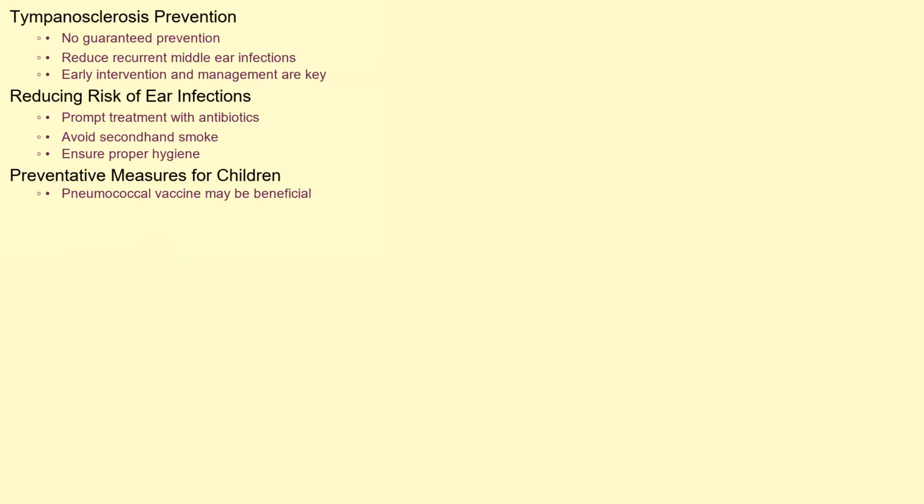Unfortunately, there's no guaranteed way to completely prevent tympanosclerosis. However, reducing the risk of recurrent middle ear infections is crucial. This can be achieved through measures such as prompt treatment of ear infections with antibiotics, avoiding exposure to secondhand smoke, and ensuring proper hygiene to prevent the spread of germs. For children prone to ear infections, preventative measures like the pneumococcal vaccine may be beneficial. Early intervention and management of ear infections are key to minimizing the risk of developing tympanosclerosis.